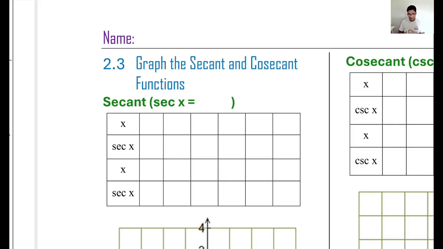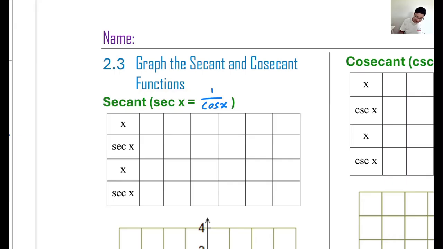In this lesson, we will look at the graphs of secant and cosecant functions. Okay, so we begin. Secant. The technique we will use here in graphing will be to consider the reciprocal definition of secant, which is sec x is 1 over cos x, right? Now, let us create a table of values of angles and their secant values.